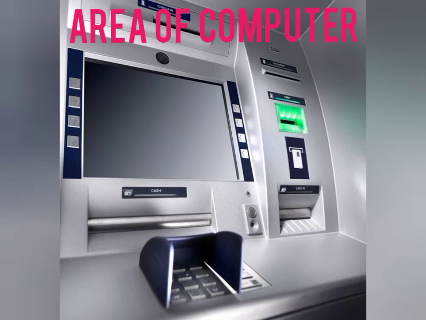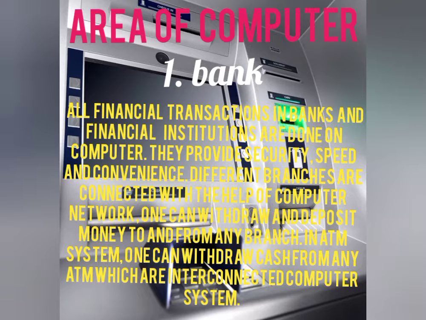Areas of computer use. Bank: All financial transactions in banks and financial institutions are done on computer. They provide security, speed and convenience. Different branches are connected with the help of a computer network. One can withdraw and deposit money to and from any branch. In the ATM system, one can withdraw cash from any ATM, which are interconnected computer systems.